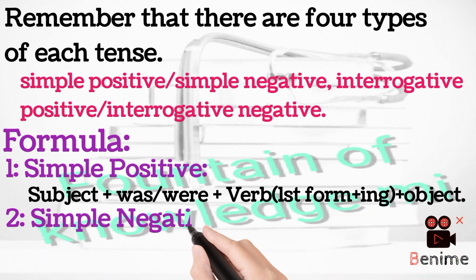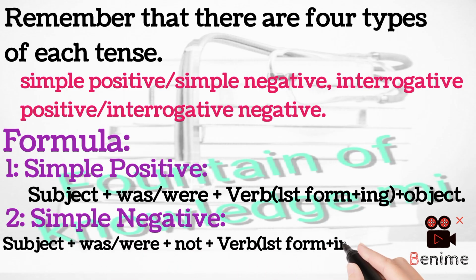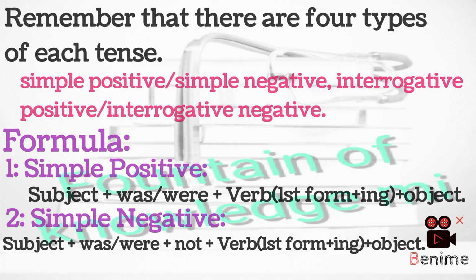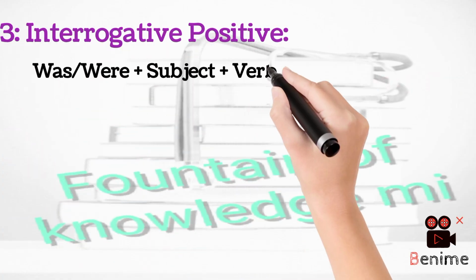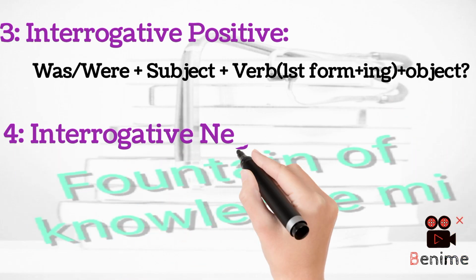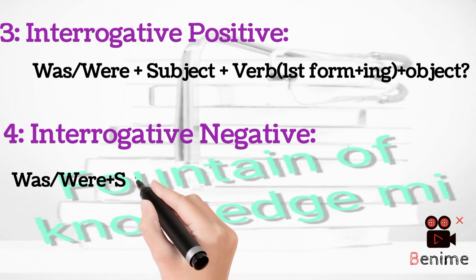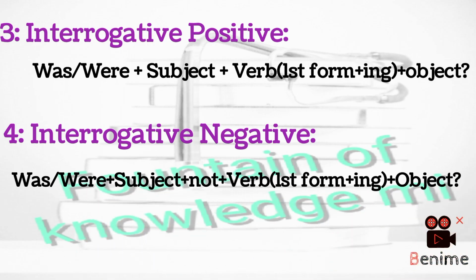2. Simple negative. Subject plus was were plus not plus verb first form plus ing plus object. 3. Interrogative positive. Was were plus subject plus verb first form plus ing plus object. 4. Interrogative negative. Was were plus subject plus not plus verb first form plus ing plus object.